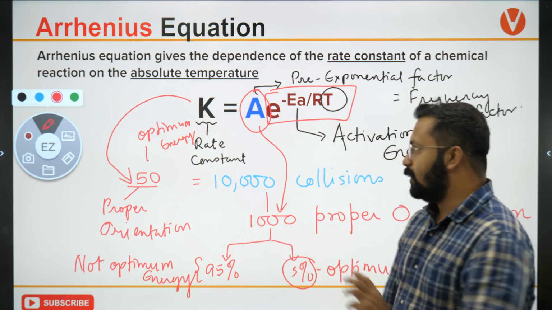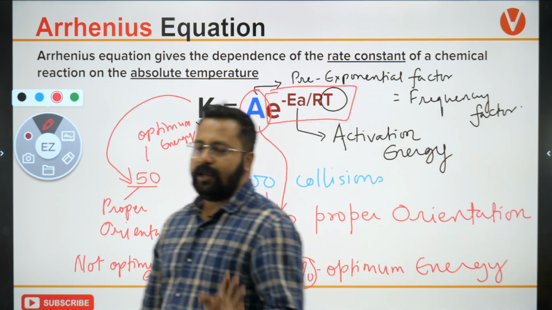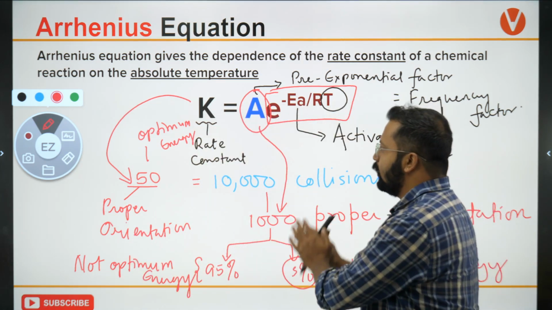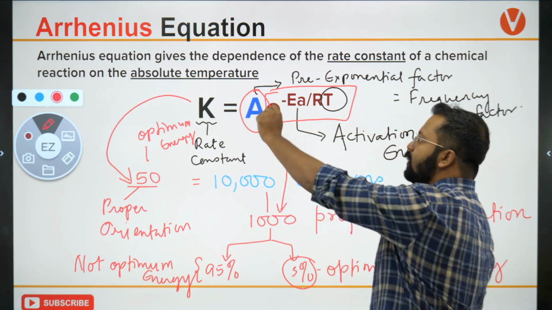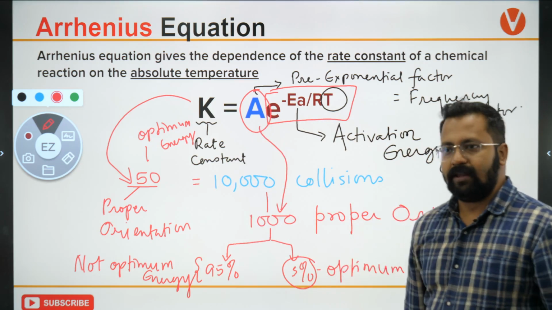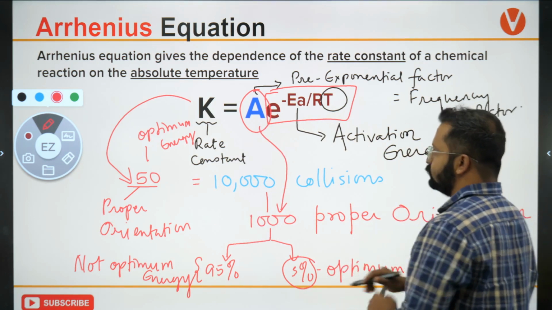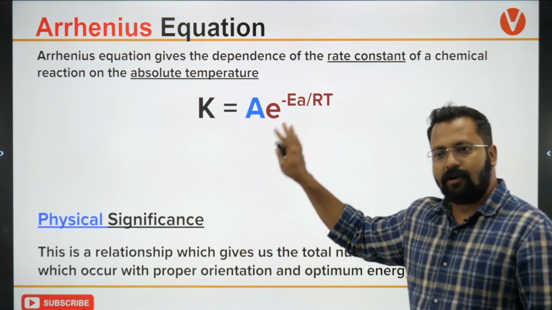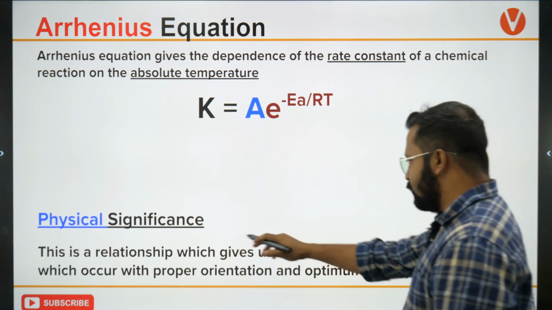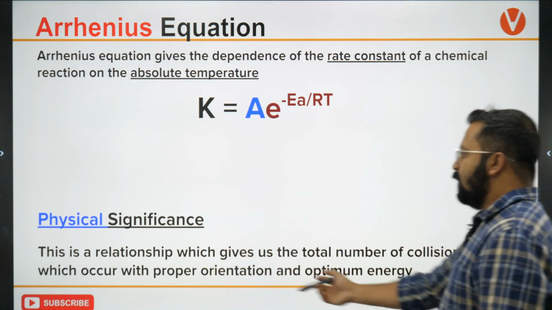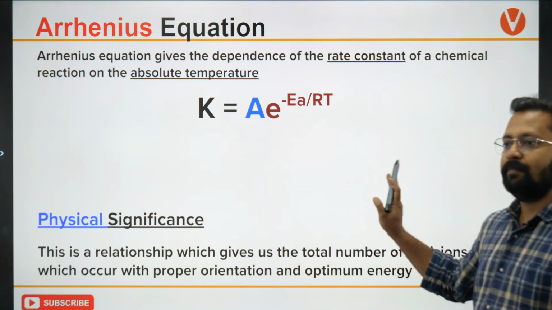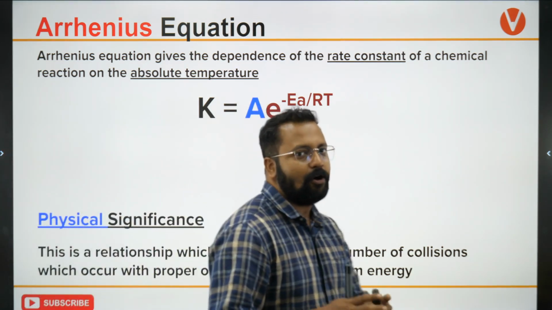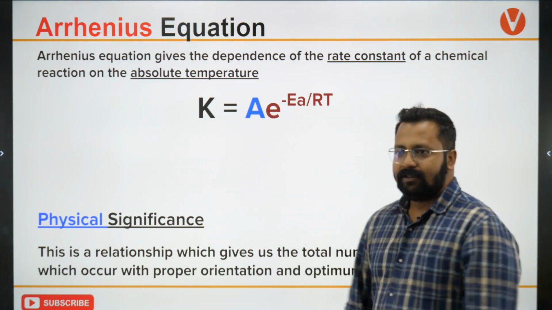So this is the meaning of the Arrhenius equation. It just talks about the fraction of molecules, out of those which have proper orientation, which can cross the threshold energy barrier. Is that clear? So I can say that the physical significance of this relation is that it gives us the total number of collisions which occur with proper orientation and optimum energy. Is that understood?